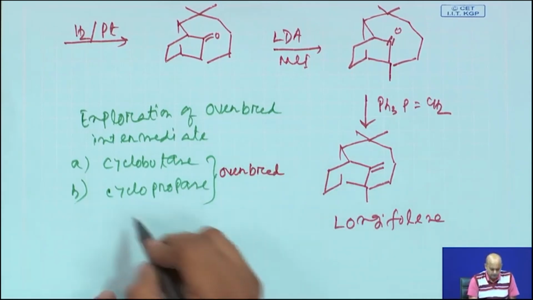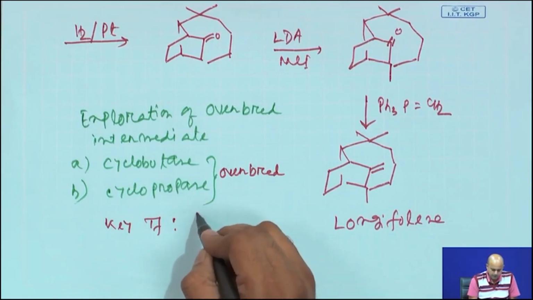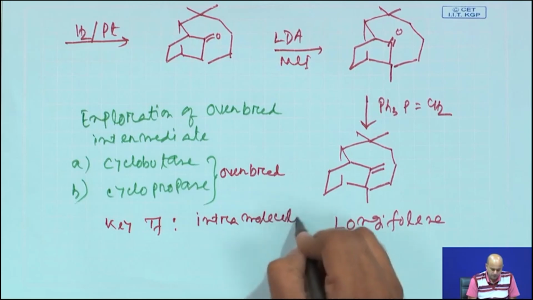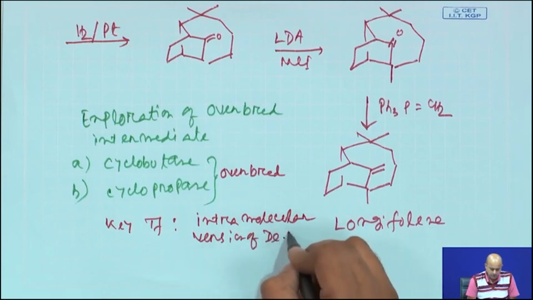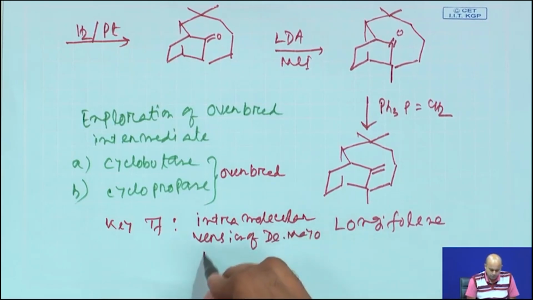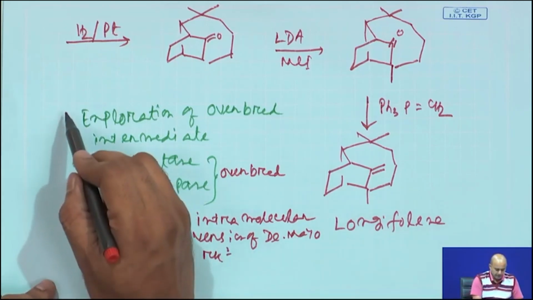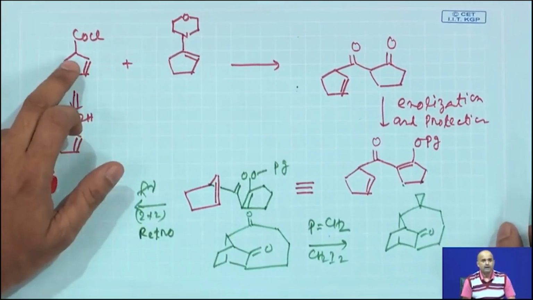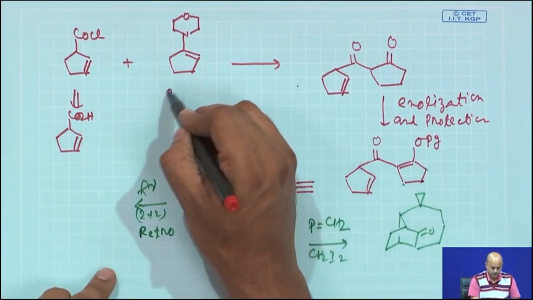and the key transformation which helps you, we already talked earlier, is an intramolecular version of the de Mayo reaction. What is that? Basically a 2+2 reaction followed by a retroaldol cleavage. So, now the entire pathway you can formulate starting from very simple starting materials like this acyl chloride and this cyclopentanone based enamine.